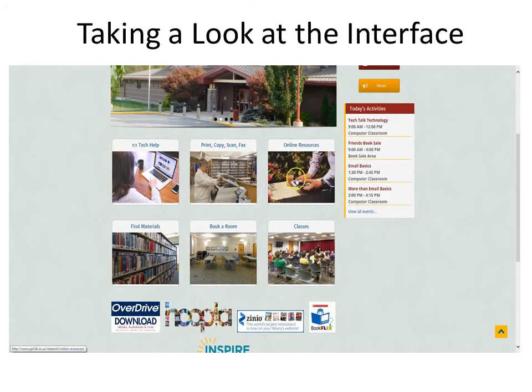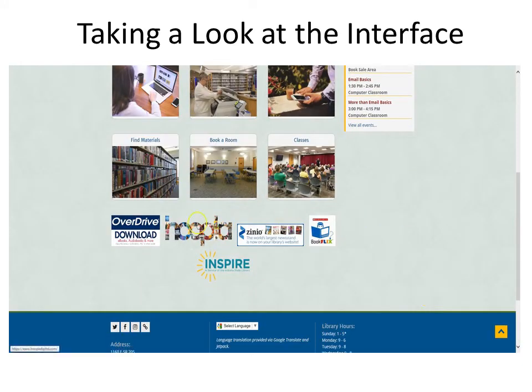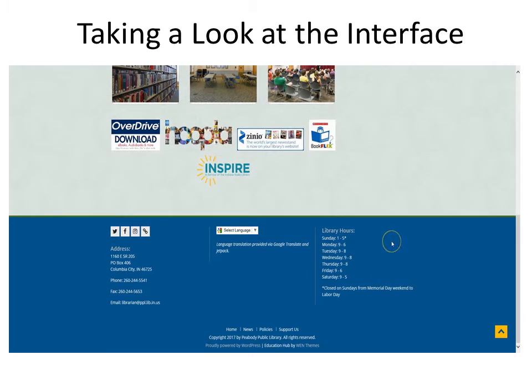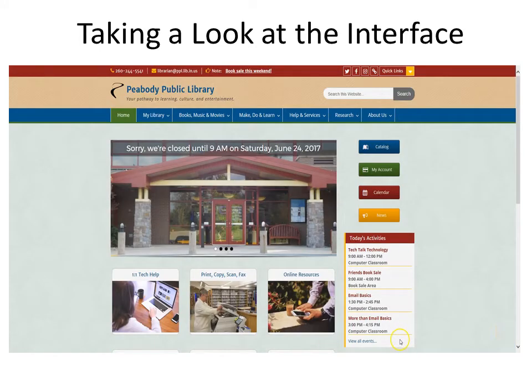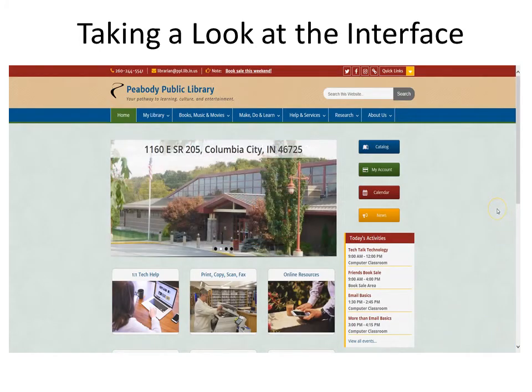These are also some of those quick links that we're going to be talking about, as well as getting into some of those online resources. From the interface, you can also see what our library hours are, our policies, being able to select a language, our address, our phone number, and things along those lines. So this is what the interface looks like.